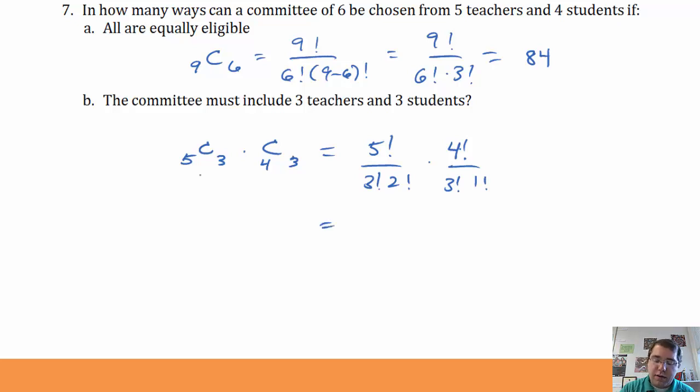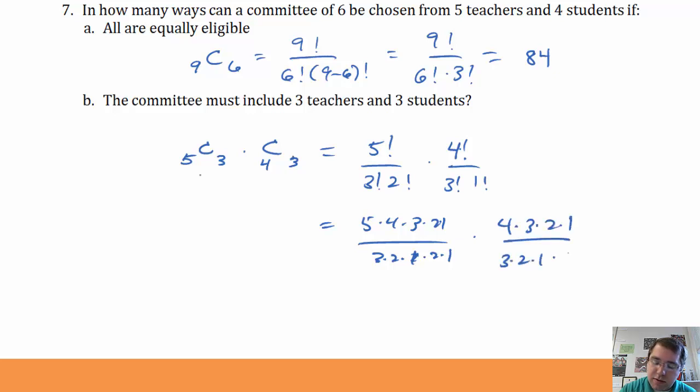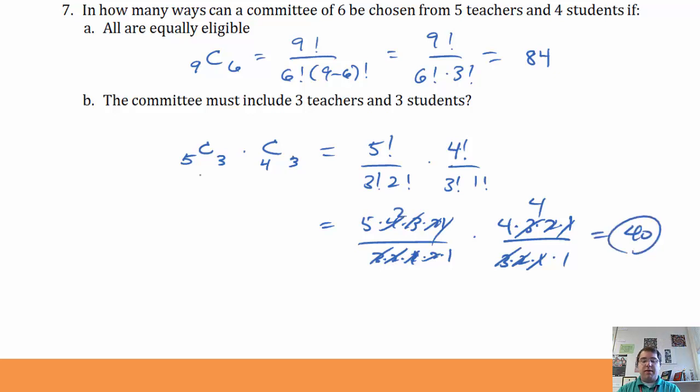Well, 5 factorial is 5 times 4 times 3 times 2 times 1 over 3 times 2 times 1 times 2 times 1, times 4 times 3 times 2 times 1 over 3 times 2 times 1 times 1. And I get 10 for the first and 4 for the second. 10 times 4 is 40. 40 different ways.